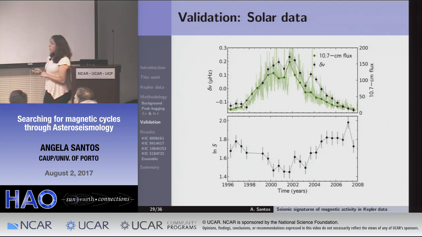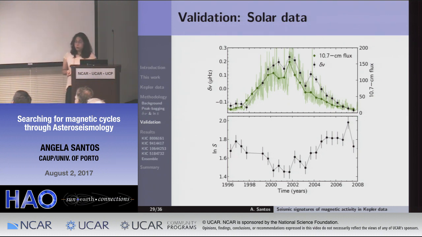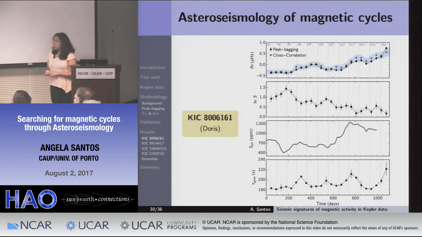And first, we obtain the correct amplitude for the frequency shifts. These frequency shifts also agree well with the 10.7 centimeter flux. And we also found the heights to be more or less anti-correlated in time with frequency shifts. So this was one of the tests, and then we applied it to Kepler data. I will show the results for 4 stars.